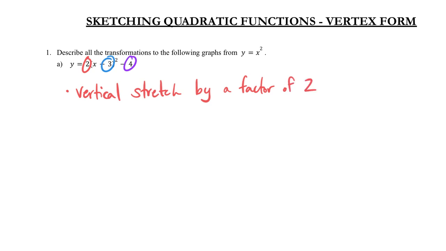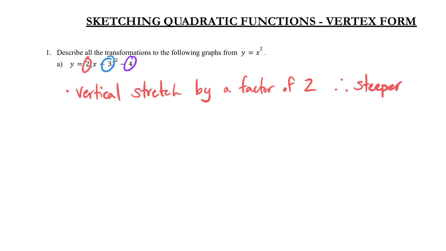That tells my reader that I'm taking all of my y values and I'm making them double what they used to be. What does that now do to its shape? It's going to make it steeper. Anytime that we make a change to our shape, we have to describe the change to slope.